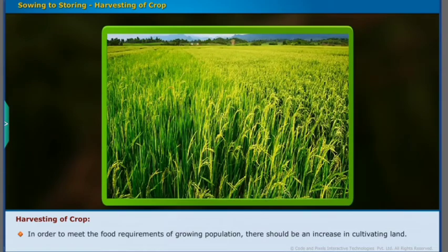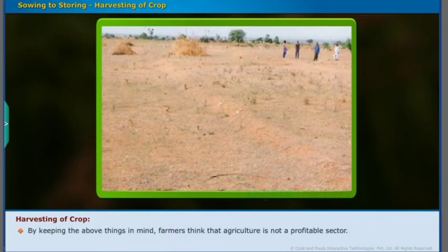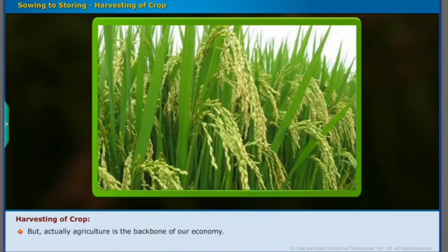In order to meet the food requirements of the growing population, there should be an increase in cultivating land. But nowadays, most of India's rural land has remained uncultivated. This is mainly because of unavailability of seeds, insufficient water to the fields, power problems, market problems, etc. By keeping the above things in mind, farmers think that agriculture is not a profitable sector. But actually, agriculture is the backbone of our economy.